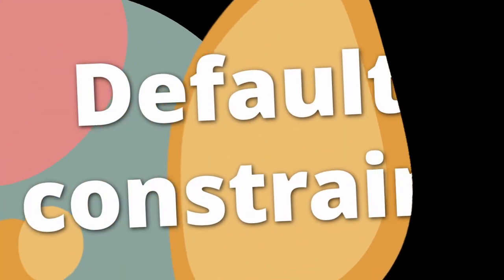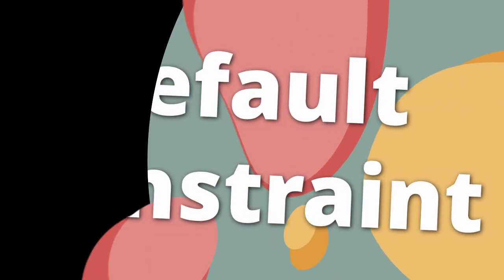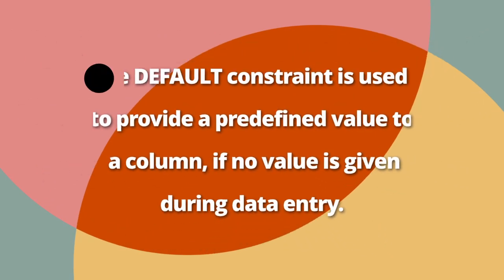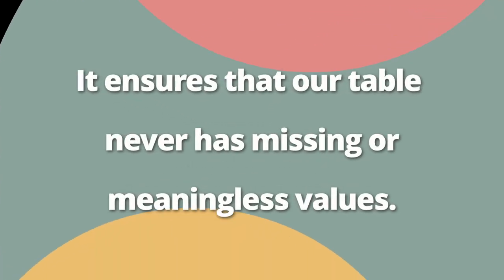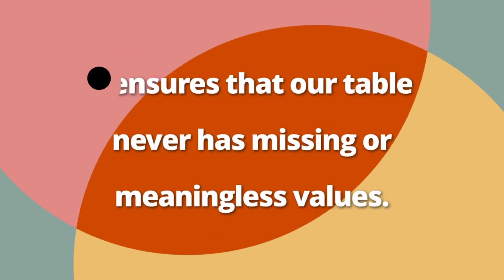Let's talk about one of the simple yet powerful constraints in SQL, the default constraint. So, what is it? The default constraint is used to provide a predefined value to a column if no value is given during data entry. It ensures our table never has missing or meaningless values.